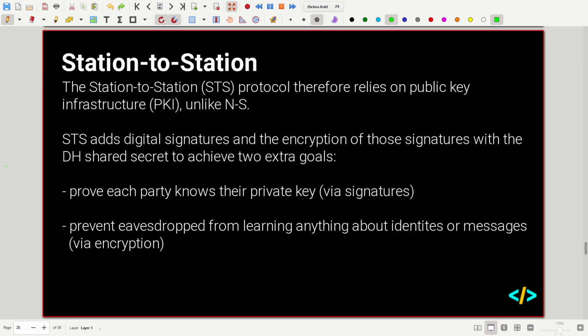Now, STS adds digital signatures and the encryption of those signatures with the Diffie-Hellman shared secret. So it builds on top of Diffie-Hellman, and it means we can achieve two extra goals on top of Needham-Schroeder. So we can prove each party knows their private key, and we achieve this via signatures. So this is integrating that public key infrastructure into it. And another goal we achieve is we can prevent eavesdropping.